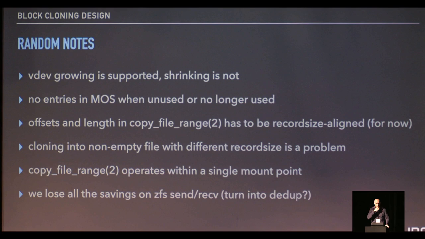Offsets and length in copy file range have to be record size aligned. So for now, I'm just returning an error if there is no alignment, so the operating system can still use the regular copy. But this can be fixed by just copying the data which are misaligned and using cloning for everything which is record size aligned. But for now, I'm just returning an error, and there will be regular copy in this case. But most of the time, you want to just clone the entire file, so that's not a huge deal, I guess.